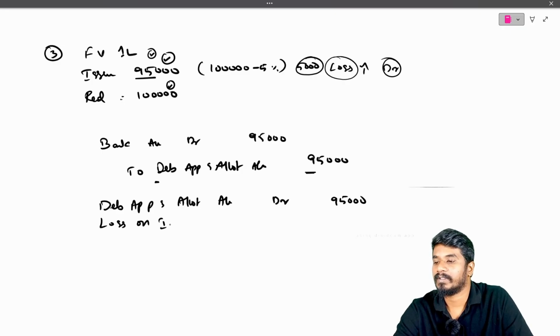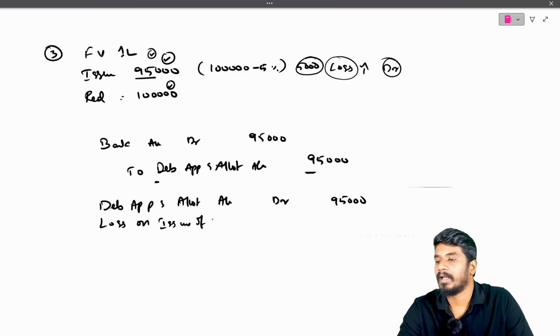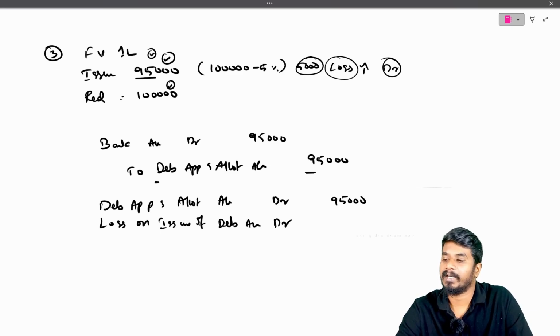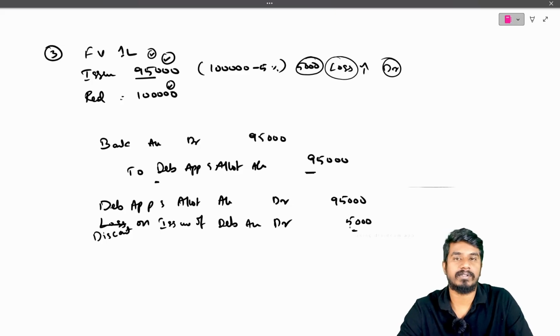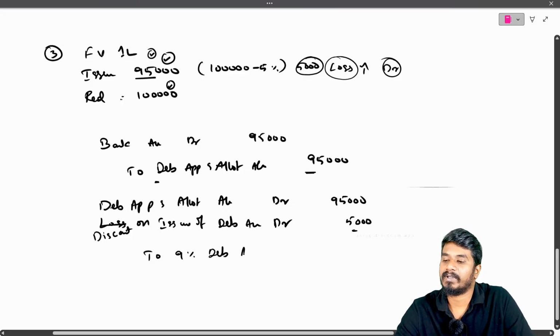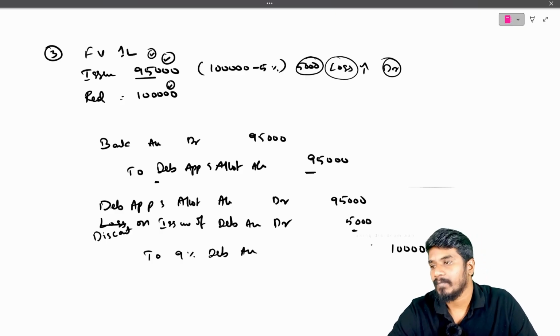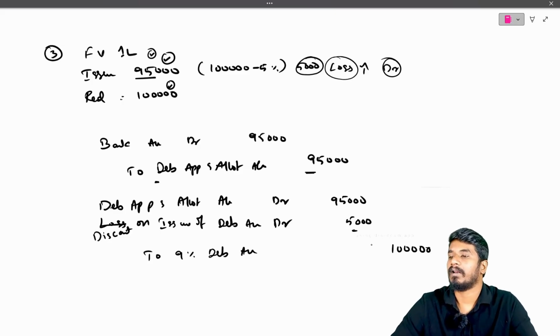Loss on issue of, or else you can write it as discount on issue of debentures. I'm writing loss on issue of debentures. Account will get debited, or else you can write it discount on issue of debentures. However you feel. How much we have given the discount? 5,000 we have given. Now we need to transfer it to debenture account. 9% debenture account. How much? 1 lakh rupees face value.